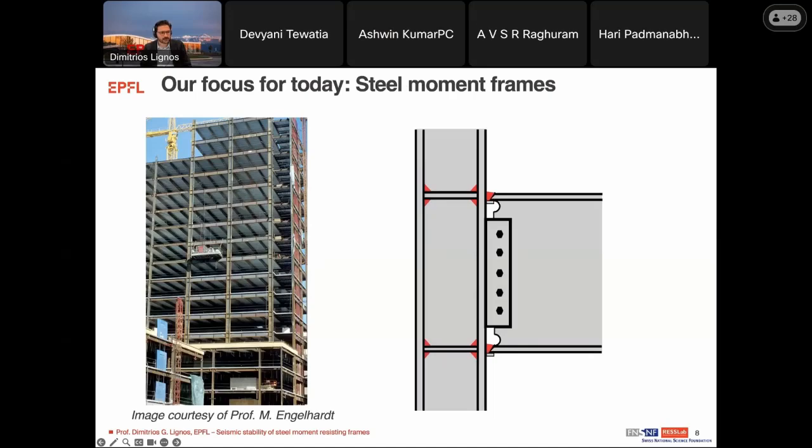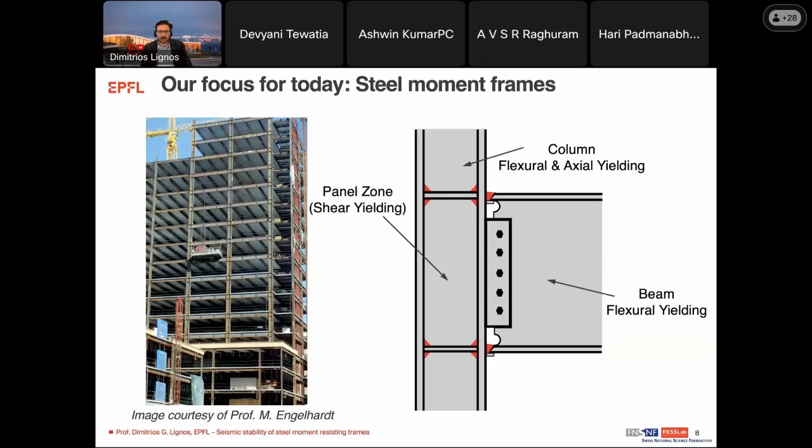And for those of you who may not be familiar with moment frames, they rely on the ability of welded or bolted connections that you see here on the right to dissipate energy during an earthquake. And essentially energy is dissipated primarily due to beam flexural yielding or column flexural yielding that we try to avoid. But also the joint here could potentially be dissipating energy through shear yielding because of the way it's been deforming.